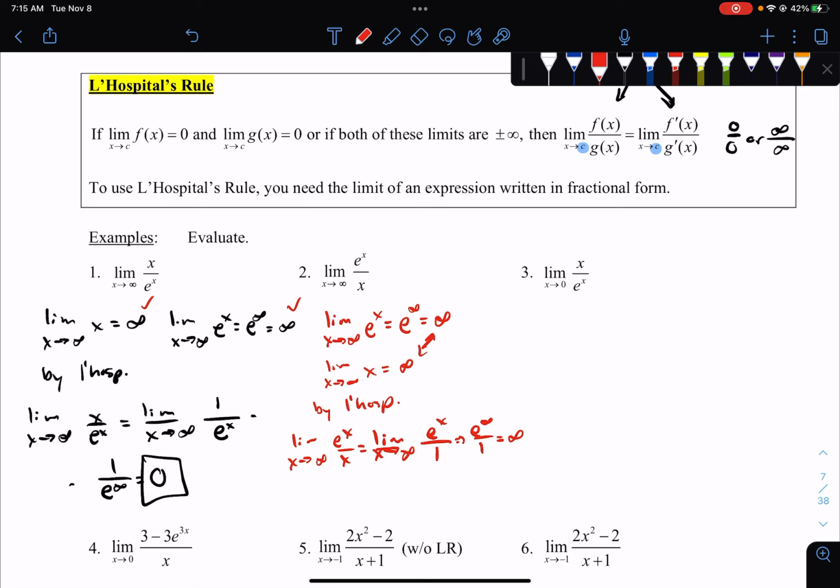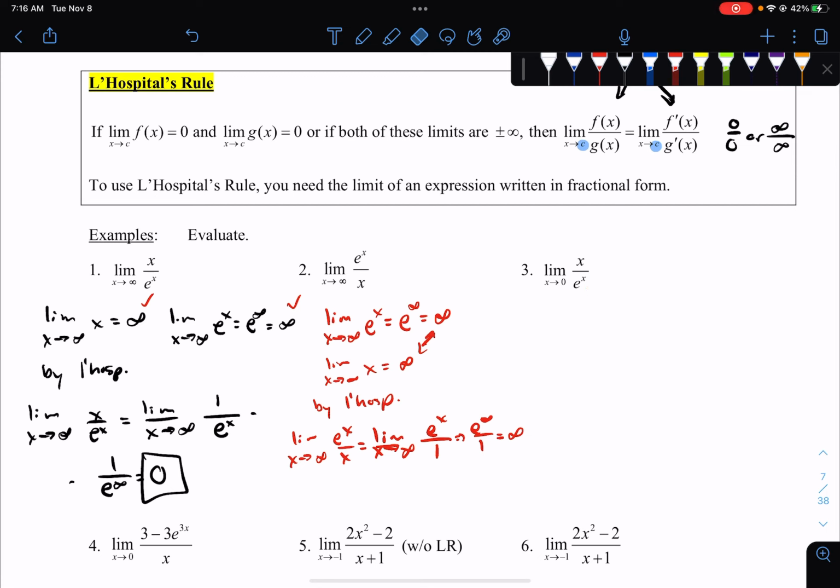Number 3, the limit as x goes to 0 of x over e to the x. So if I look at direct substitution, if I plug 0 into the top, I get 0. If I plug 0 into the bottom, I get e to the 0, which doesn't equal 0, it equals 1. So this limit equals 0 on top, 1 on the bottom, which is equal to 0, right? I'm allowed to do that.